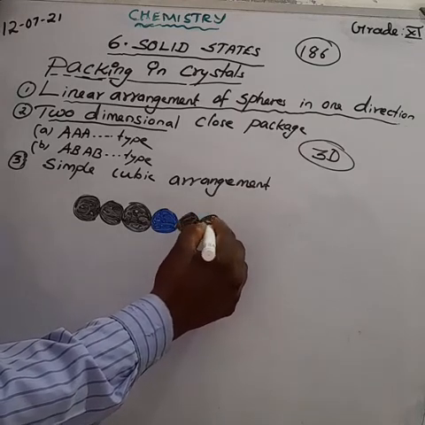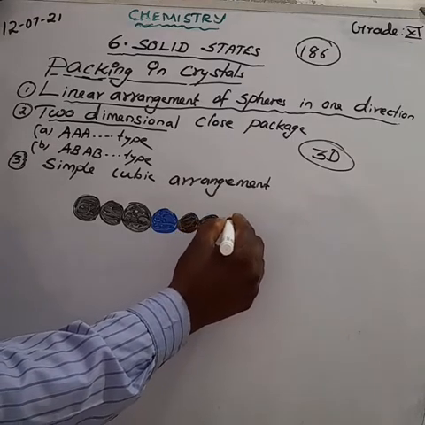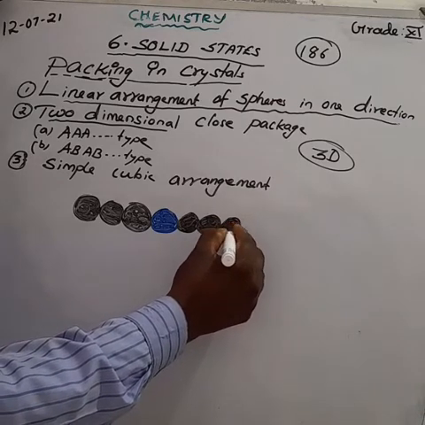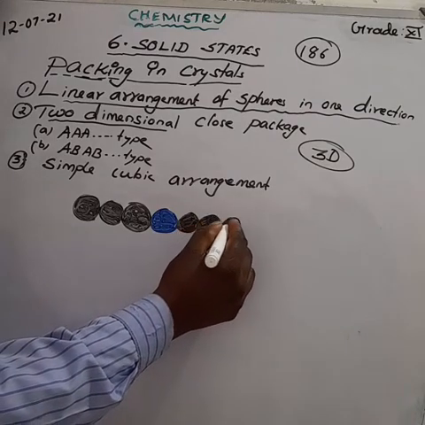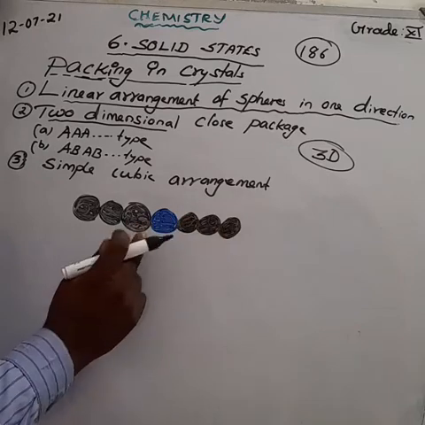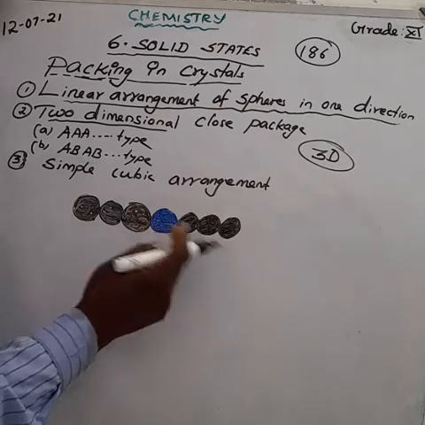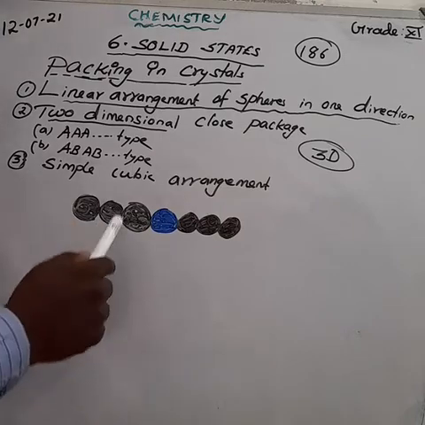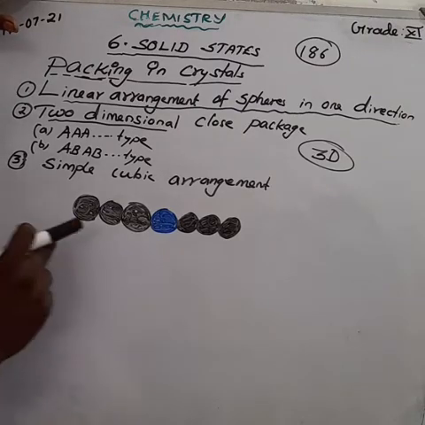But what we understand here in this figure is that each sphere is in contact. Am I right? Each sphere is in contact with two neighboring spheres on either side. This type of arrangement is called linear arrangement of spheres in one direction.